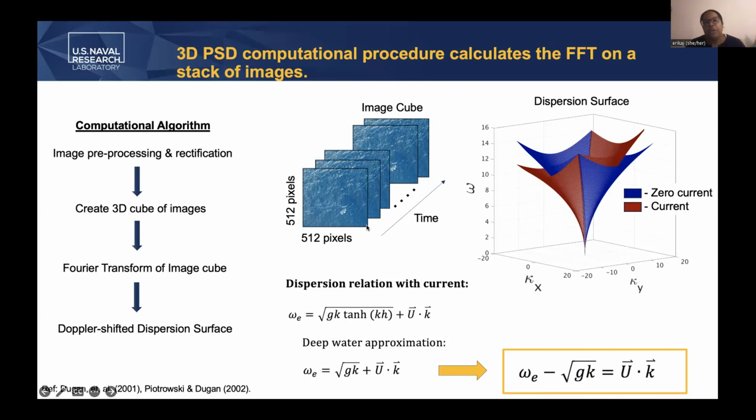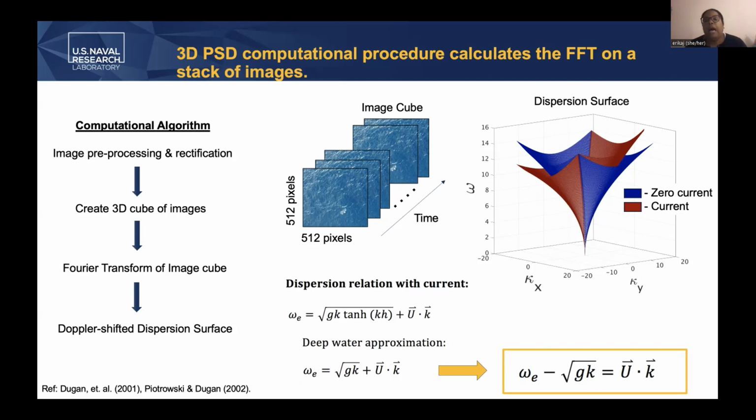In Fourier space, the output of that 3D FFT is this classic cone-shaped dispersion surface that you can see here. When there's no current present, this surface is perfectly symmetric about the origin. However, if there is current, the waves are Doppler shifted and this dispersion surface tilts in the direction of the current. From the difference between the zero current and the Doppler shifted current surfaces, you can back out the velocity. This technique is very proven, very robust, and it's been around for decades.